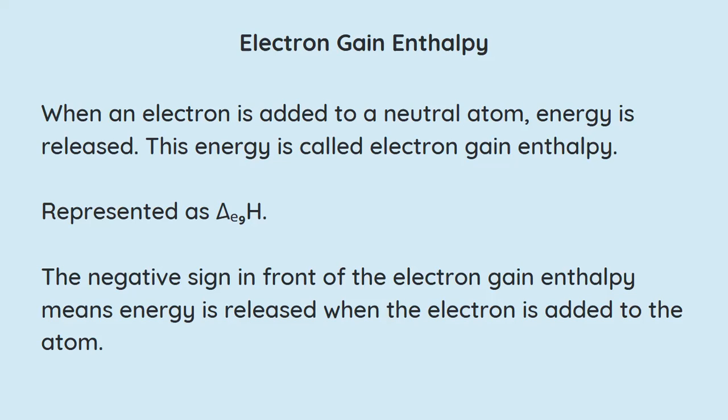So the elements of the halogen group will have a negative sign in front of the electron gain enthalpy. This is because it is easy for them to accept electrons. On the other hand, your alkali metals and alkaline earth metals don't have a tendency to add electrons. So their value of electron gain enthalpy will be relatively less.